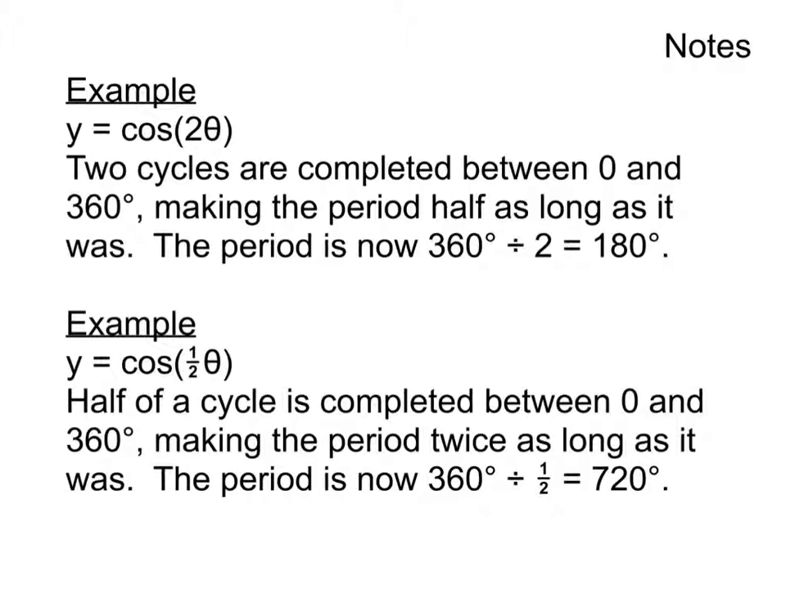All right, and then the second one, you can see if I put a 1/2 inside there, my B value is 1/2. So that means that between my normal 0 and 360, I'm only completing half of my cosine. The other half would be after that. And so if the other half is after that, it's taking twice as long to do it. Hence, my period then is 720. And you can see the calculations there. Go ahead and add all that down to your notes.